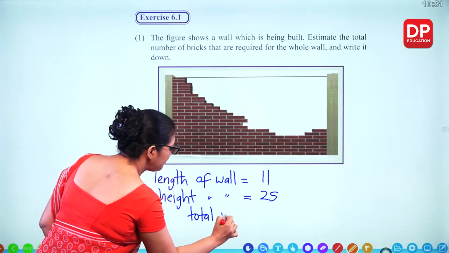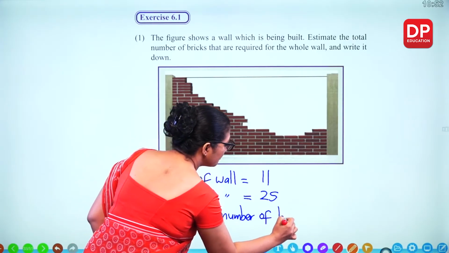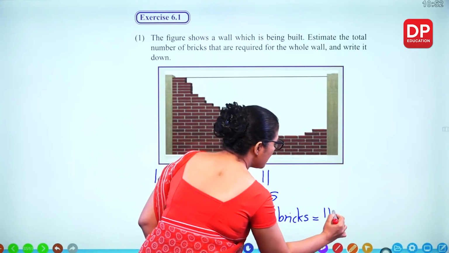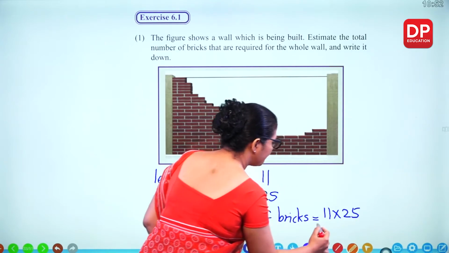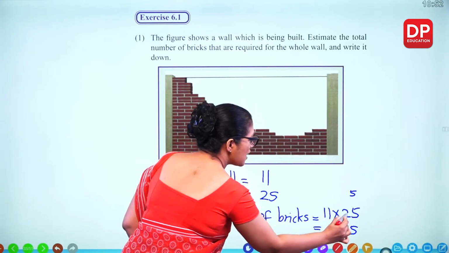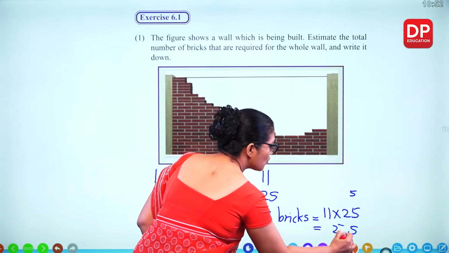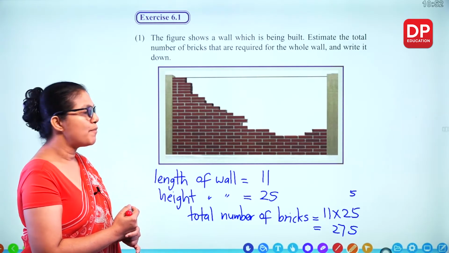So the total number of bricks, you find the area. 11 times 25. 11 times 5, 55. 11 times 2, 22 plus 5, 27. So roughly we need 275 bricks.